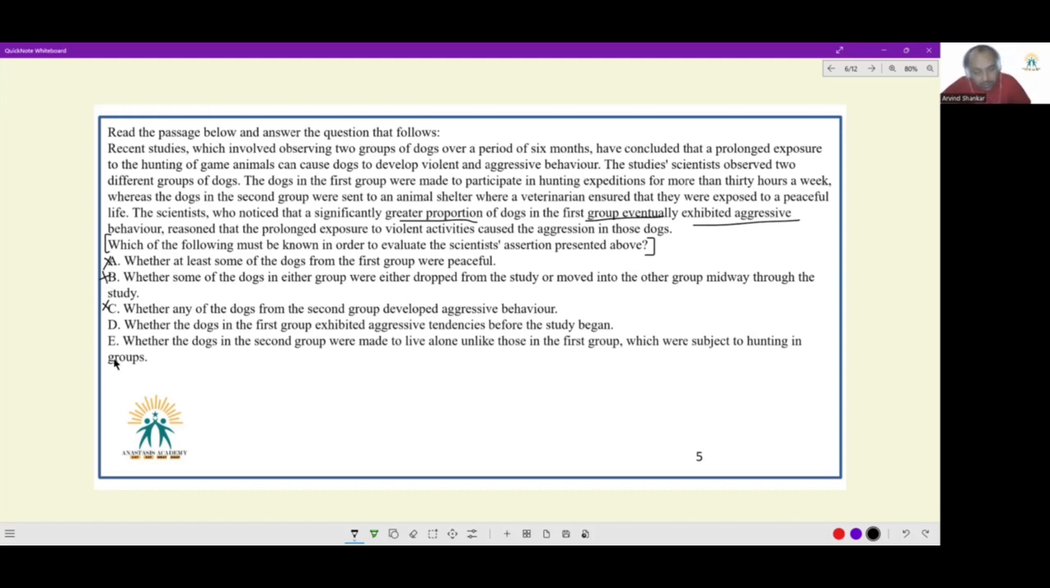And the last question: whether the dogs in the second group were made to live alone, unlike those in the first group, which were subject to hunting in groups. If the dogs in the second group were made to live alone, this is also, let's say, comparing apples with oranges. The first group of dogs were hunting in groups. They were together. There was some sort of social interaction happening among the dogs. If the second group was not in a social group, comparing them is not fine. So that weakens our assertion.